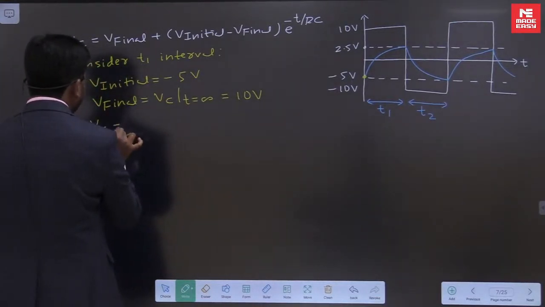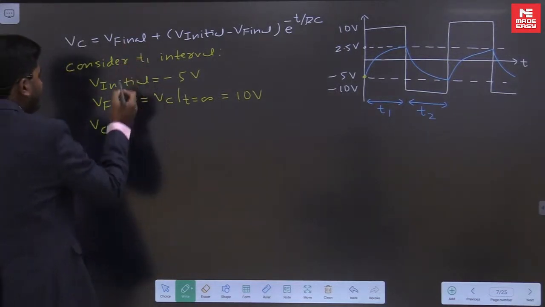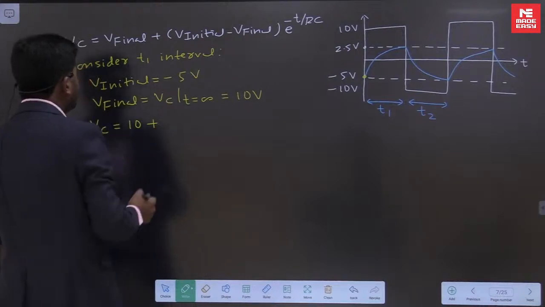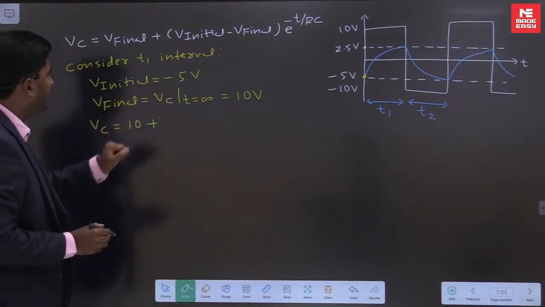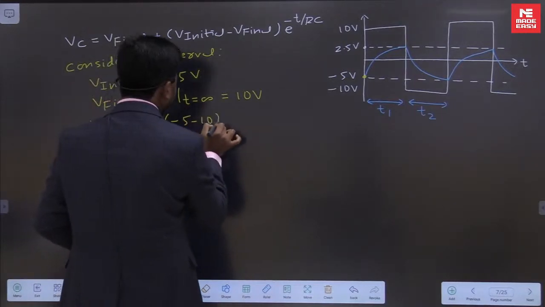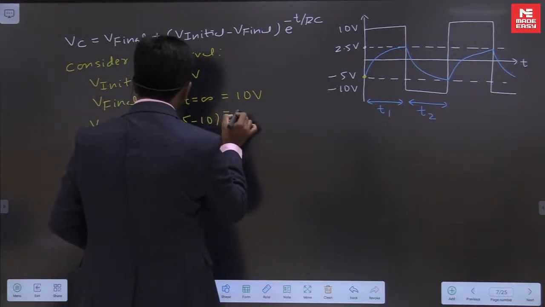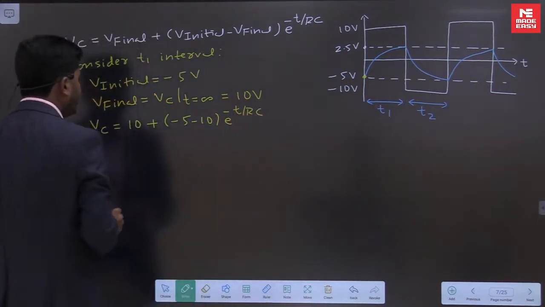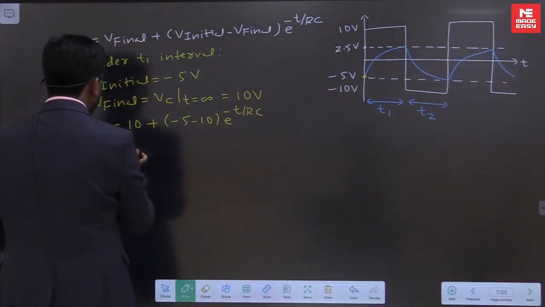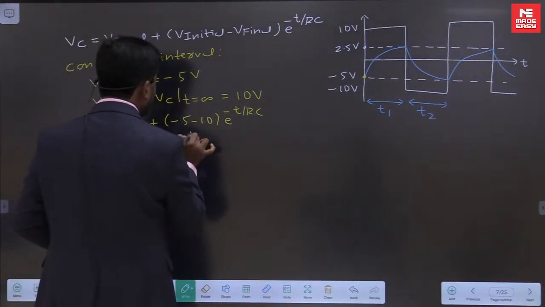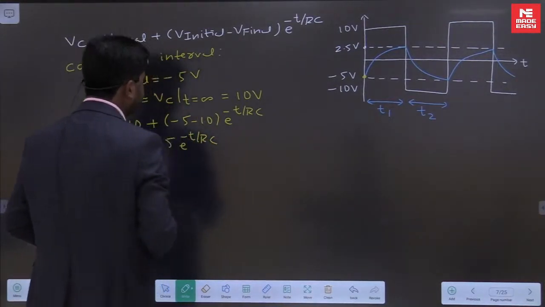Vc is equal to, I will substitute V final 10 volt plus V initial, which we have written here as minus 5, so put minus 5 in place of V initial, minus 10, into e to the power minus t by RC. Okay, it will become Vc equal to 10 minus 15 into e to the power minus t by RC.